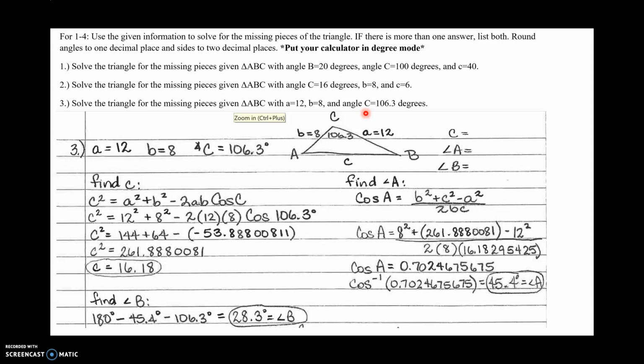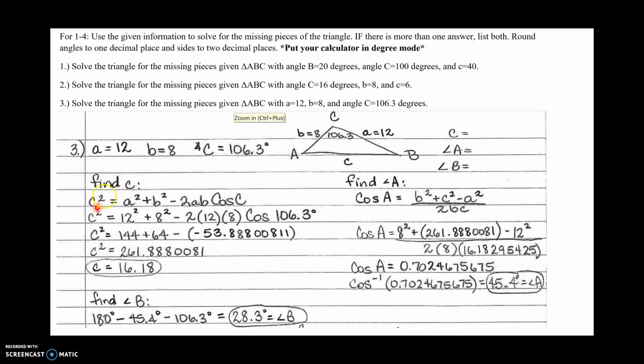So I'm going to use law of cosines for this. And for law of cosines, the only angle that I know is angle C. So I'm going to have to use the formula that has angle C in it. It doesn't do me any good to use the formula that finds angle C. I already have that. So that's how I know that I'm going to use the formula to find side C.